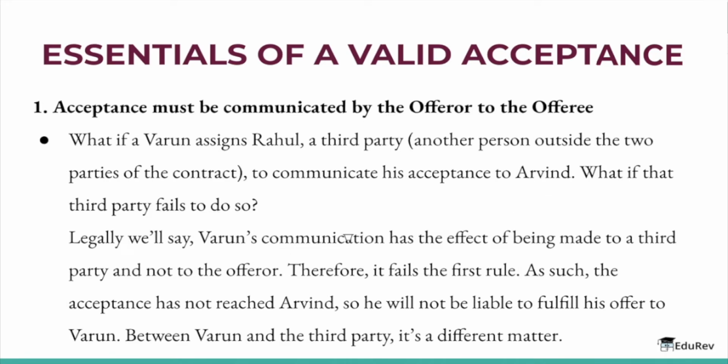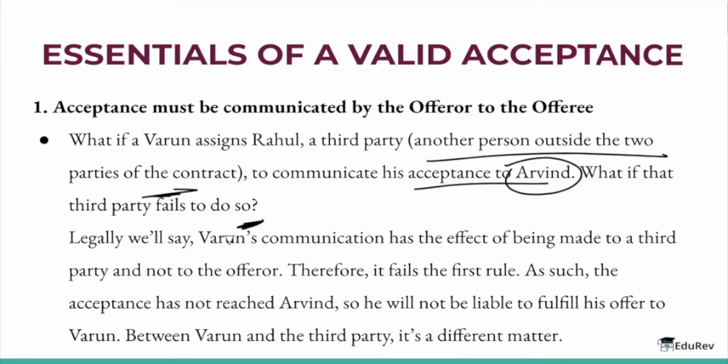What if Varun assigns Rahul, a third party, that is, another person outside the two parties of the contract, to communicate his acceptance to whom? Arvind. What if that third party fails to do so? Legally, we say Varun's communication has the effect of being made to a third party and not to the offerer. Therefore, it fails the first rule. As such, the acceptance has not reached Arvind, so he will what? Not be liable to fulfill the offer to Varun.